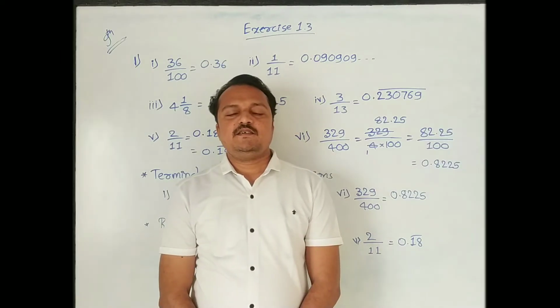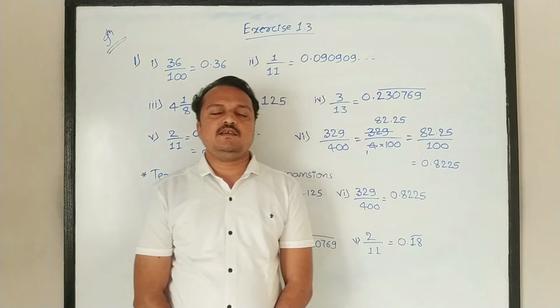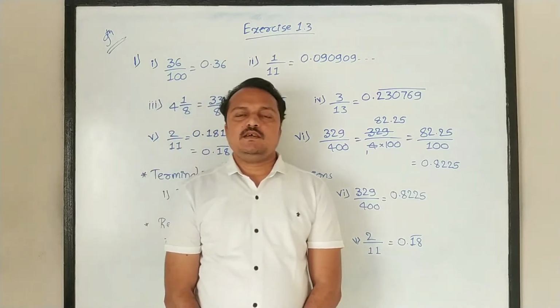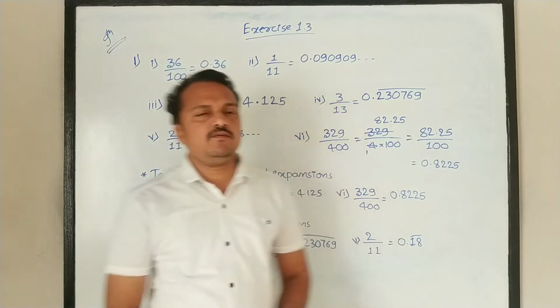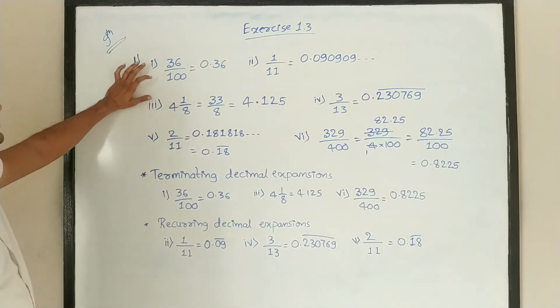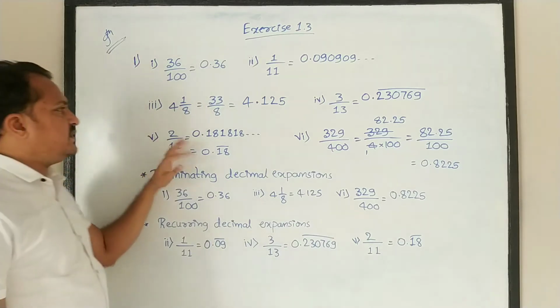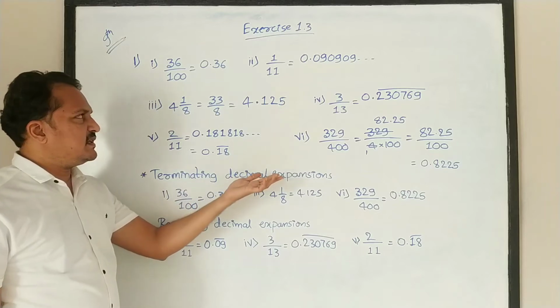Welcome back, dear kids. Today we are dealing with exercise 1.3. In the last class we already studied how to convert decimal expansions into p by q form. Now we will move to exercise 1.3. Some rational numbers are given here, and we have to convert them into decimal expansions.